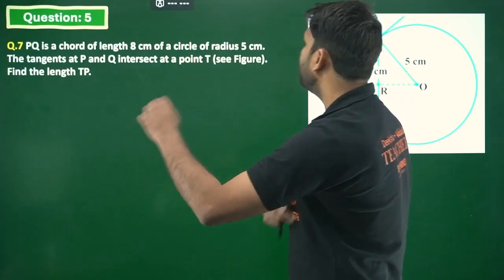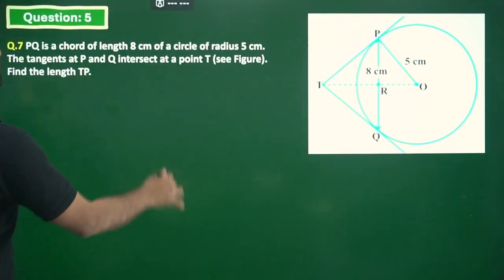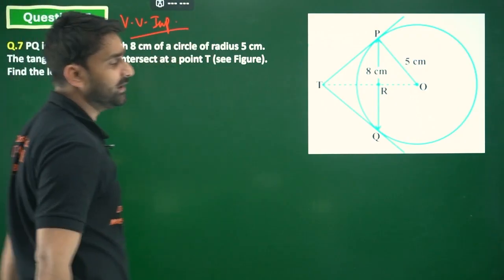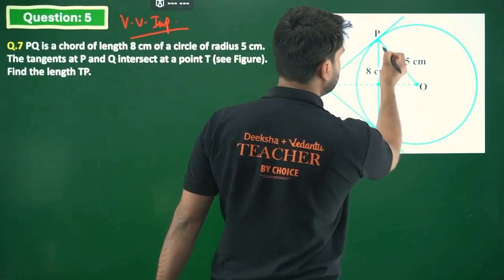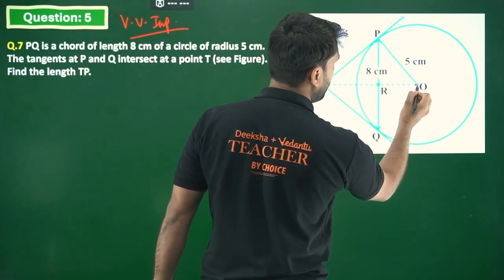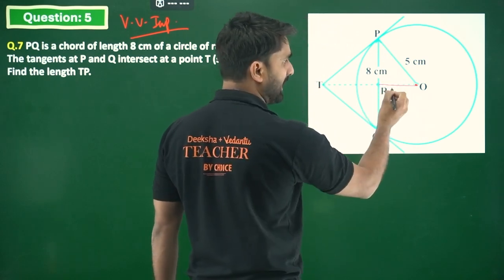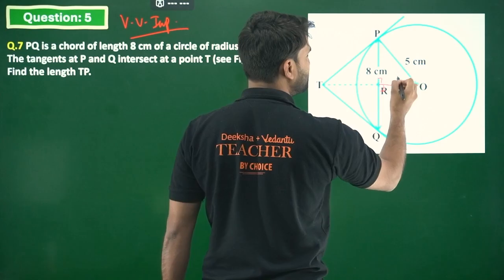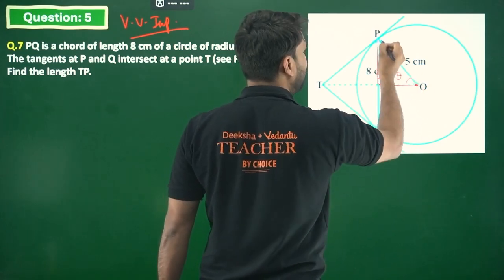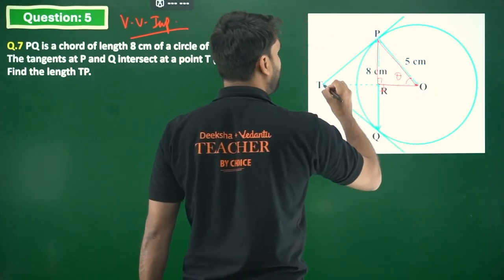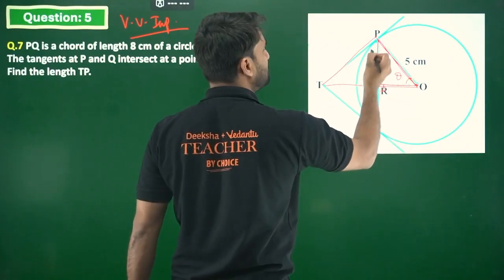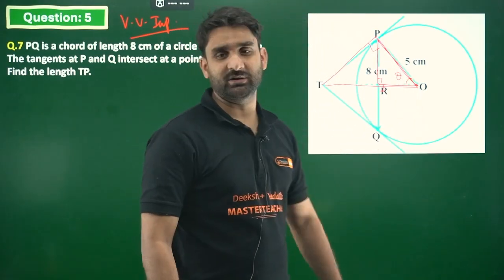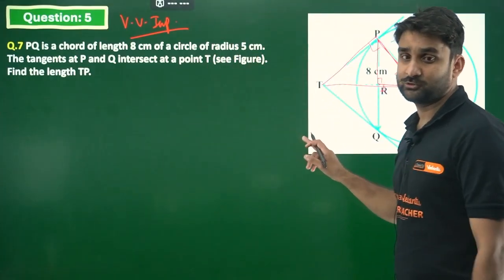Now question number 5. This is a very important, quality question from circles, my dear. You all know this is a chord here. When we join the chord to the center, we draw a line, so this angle is always 90 degrees. Let's say this angle is theta. So you can apply tan theta here. This triangle is also a right angle triangle, so by taking tan theta in both triangles, you can get the result. Go and practice this question also, my dear.